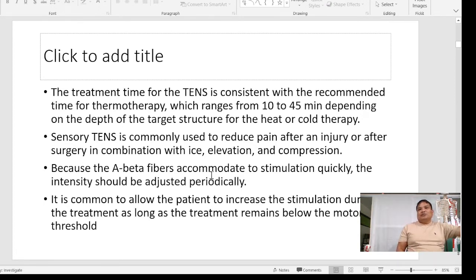Sensory TENS is commonly used to reduce pain after an injury or after surgery in combination with the RICE procedure. So usually in active injuries, rest, ice, compression, and elevation. So usually it is applied together with that.